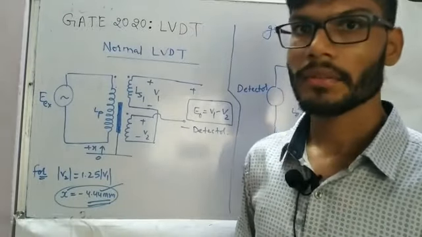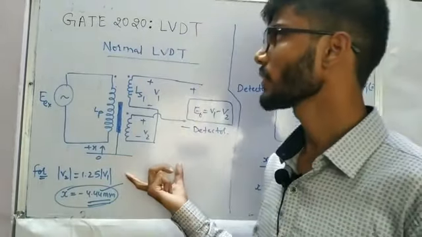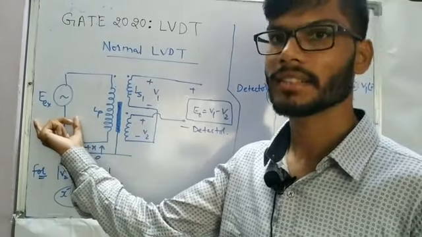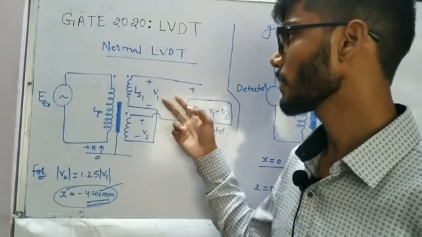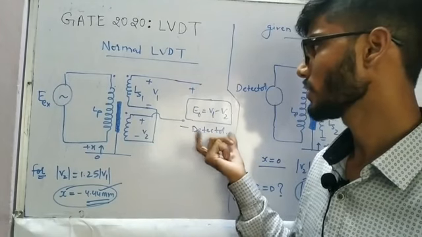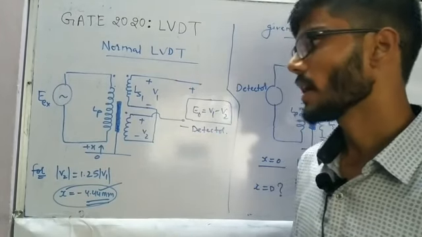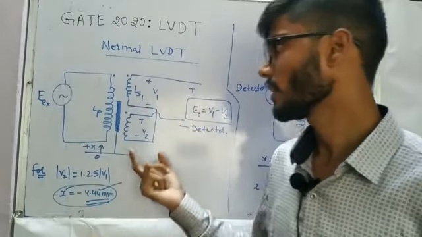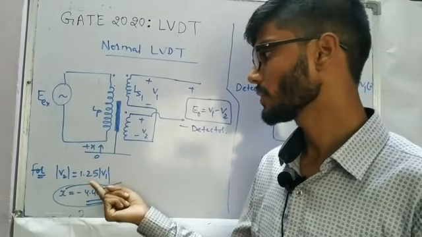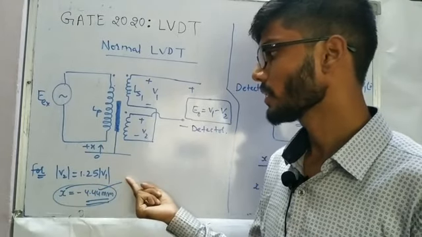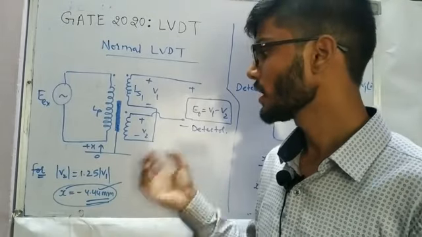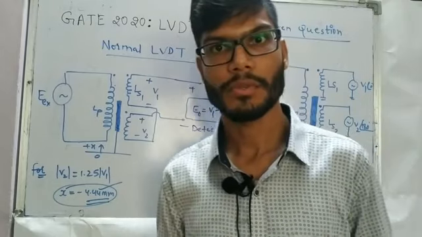Whatever we have done is correct in this particular case if it is a normal LVDT. Why? Here this side is given as excitation, and we have two coils, primary and secondary coils, and we have the detector which gives E out equal to the difference V1 minus V2. In that case, if it is asked how much displacement you have to provide to the core so that the magnitude of V2 becomes 1.25 times the magnitude of V1, it is quite obvious that for V2 to be more, the displacement has to be downward. So the answer is going to come as minus 4.44 mm.